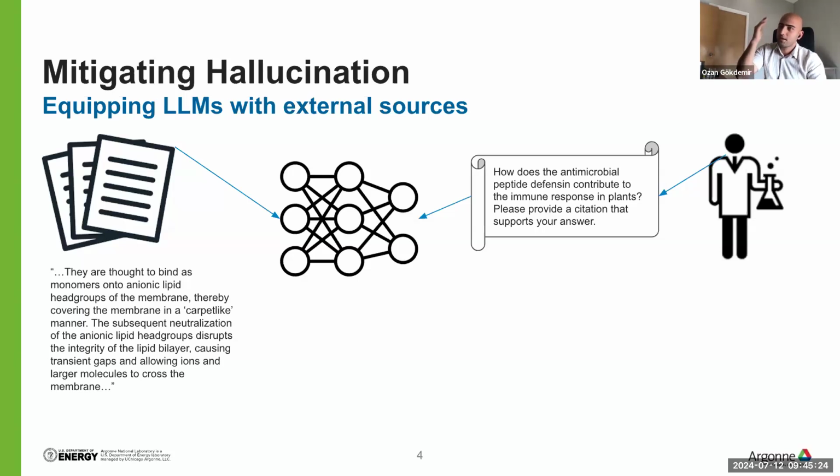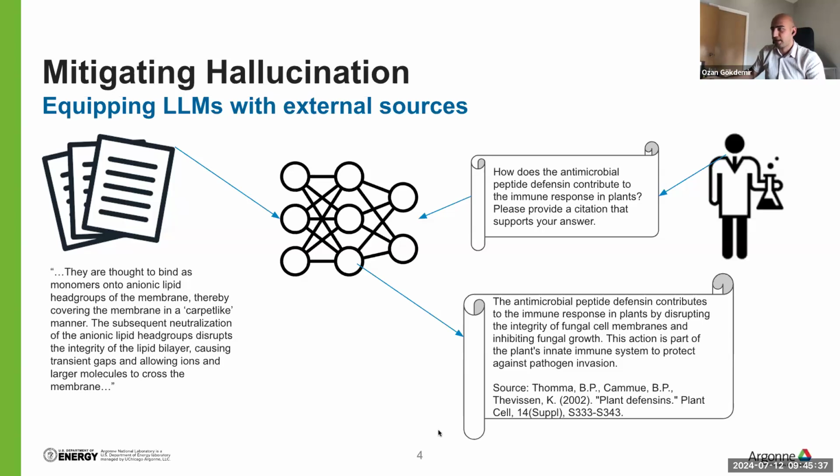So when I introduce this information to the LLM and allow it to retrieve this relevant piece of information to answer this scientist's query, my query, then I can get to an answer that says, yeah, antimicrobial peptide contributes to the immune response by disrupting the integrity of fungal cell membranes. And here is a source, which happens to be an actual source, because the source is the paper that was retrieved, what you're reading on the left of this page. So this is retrieval augmented generation. So let's break down its anatomy.